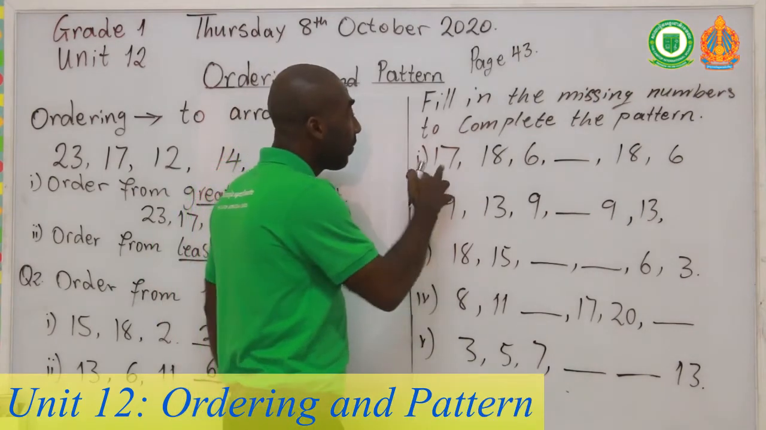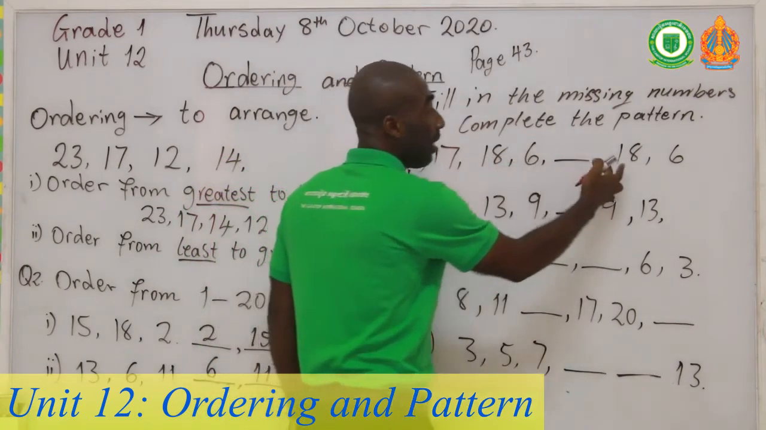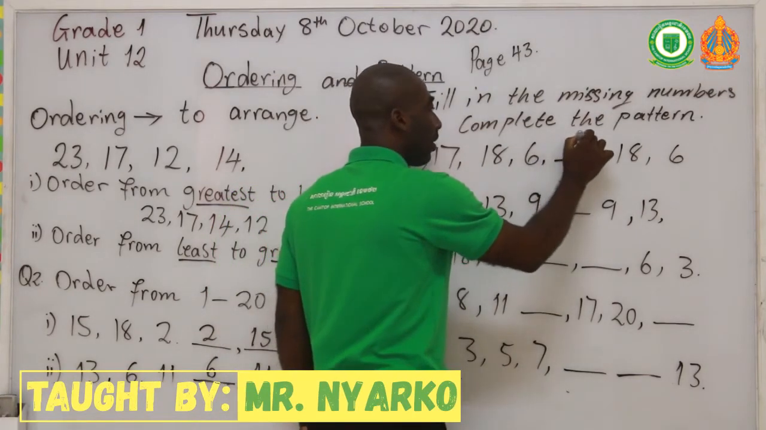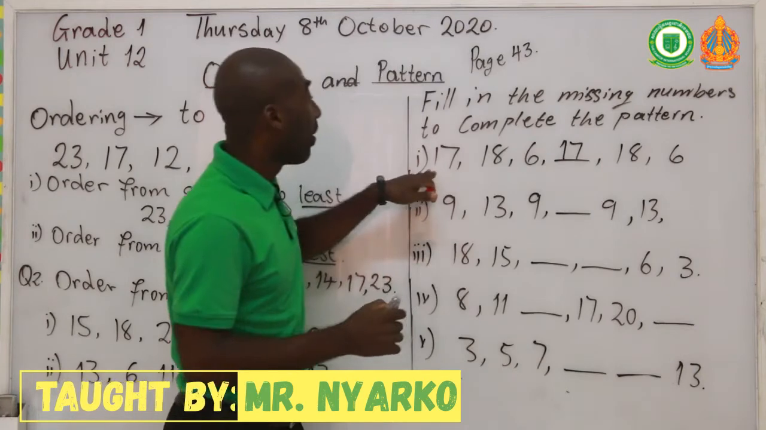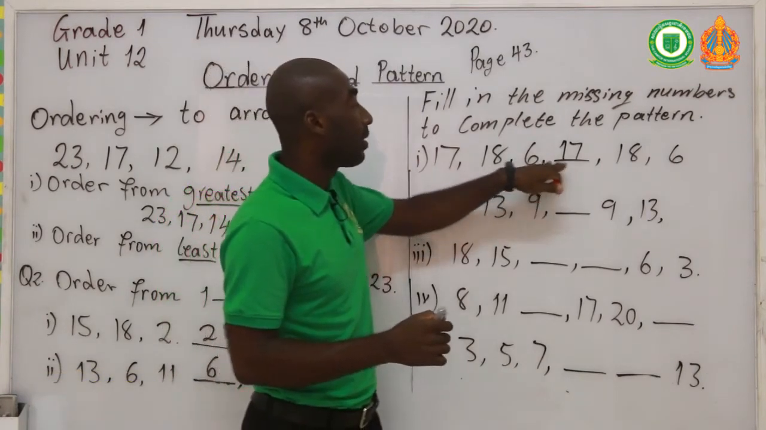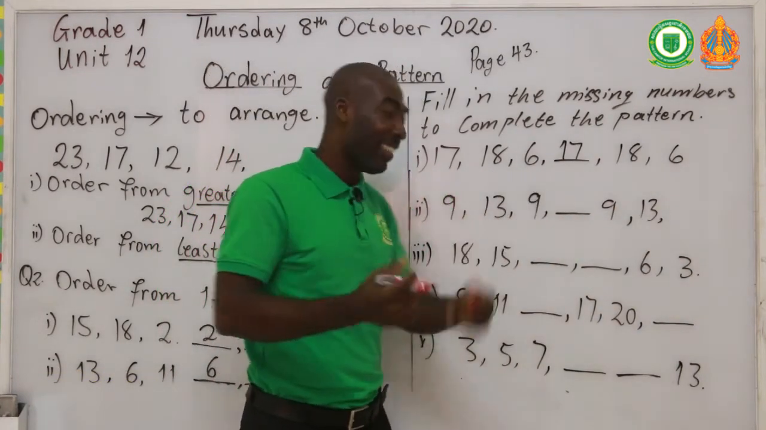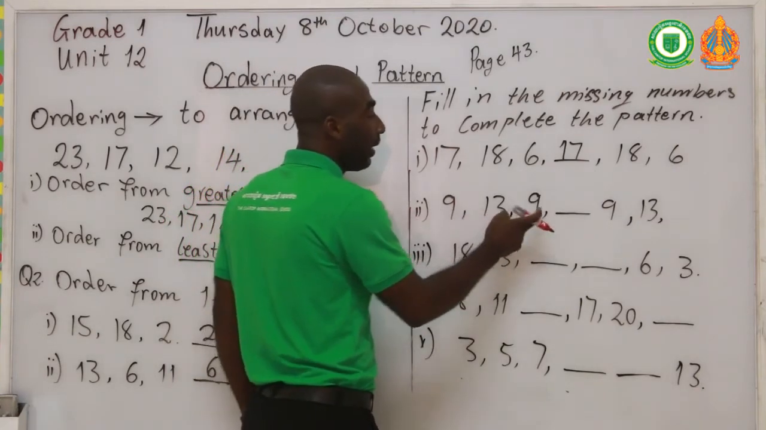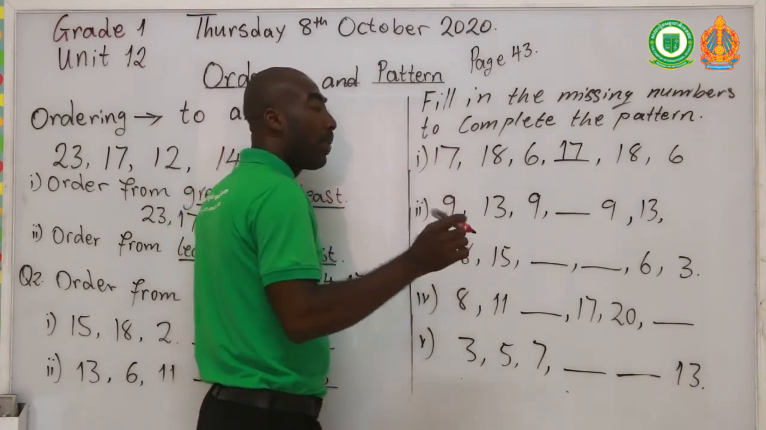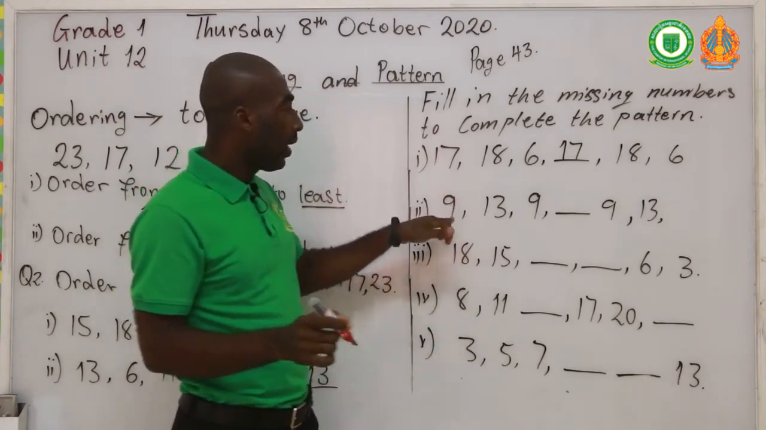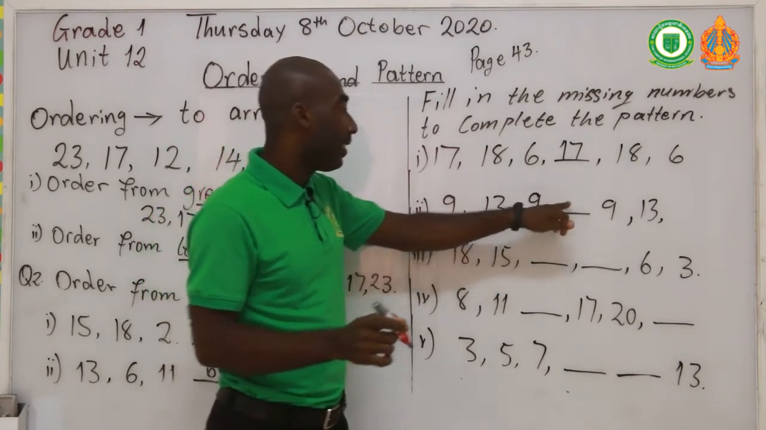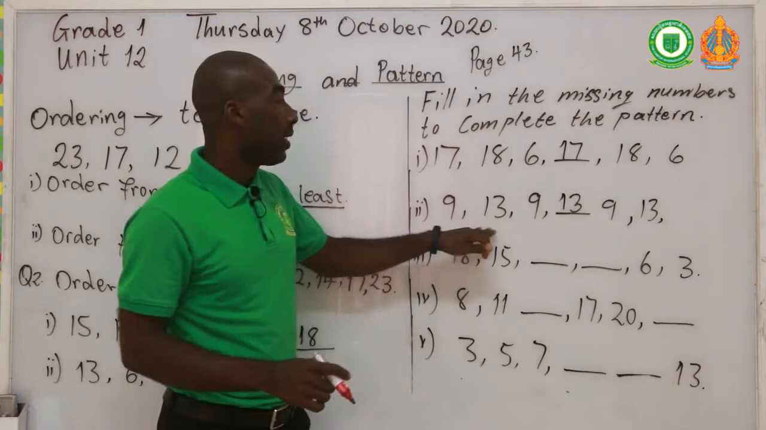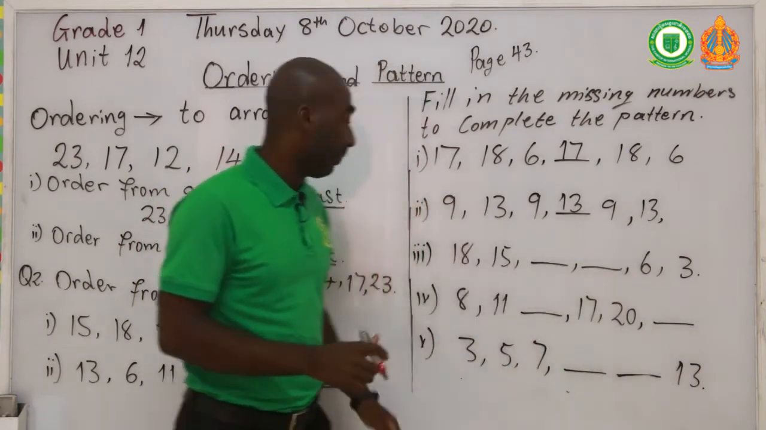Fine. So we have 17, 18 and 6. 18 and 6. So that means 17 is missing, okay? So we put 17 here. So our pattern is 17, 18, 6, 17, 18, 6. Nice. The next one we see 9, 13, 9. So that means our pattern starts from what? 9, 13, 9, 13. Okay? So 9, 13, 9, 13, 9, 13.